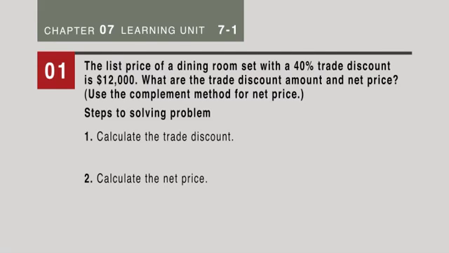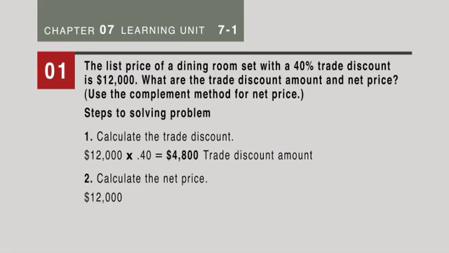Let's look at the steps. To calculate the trade discount, we take $12,000 list price at a savings of 40 cents per dollar, or 0.40. We're going to save $4,800. To find out what we're paying, you take 12,000 times 0.60. Now, why 0.60? That's the complement. Take 100% less 40% of what you save, so you're spending 60. I always try to tell people, think of it this way. For every $1, you're spending 60 cents on the dollar. So in this case, our net price is $7,200.